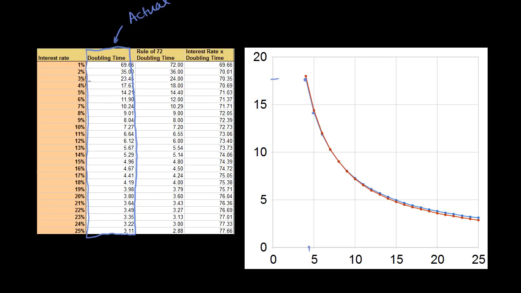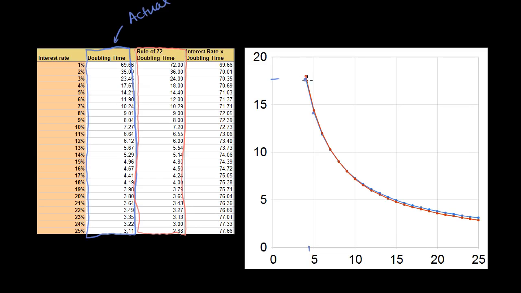Now, in red over here, I said, what does the rule of 72 predict? This is what the rule is. So if you just take 72 and divide it by 1%, you get 72. If you take 72 divided by 4, you get 18. Rule of 72 says it'll take you 18 years to double your money at a 4% interest rate, when the actual answer is 17.7 years. So it's pretty close. So that's what's in red right there.